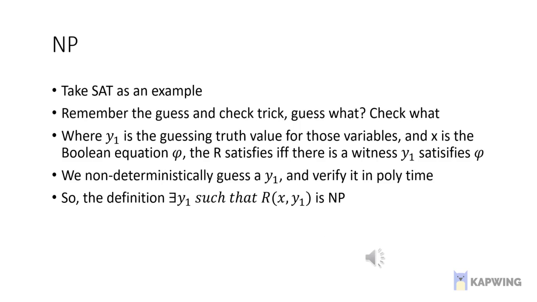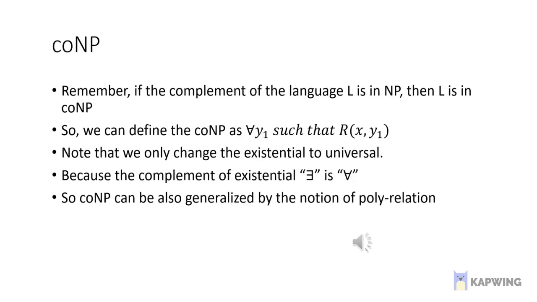During the class, we learned that the SAT problem is an NP problem because we non-deterministically guess a truth value assignment and verify it by plugging it into the Boolean equation in polytime. Here, the same thing: we can think of y1 as the truth value assignment, and x as the Boolean equation. So the relation R holds if and only if there exists a truth value assignment y1 that can satisfy the Boolean equation x. The similar thing holds for co-NP.